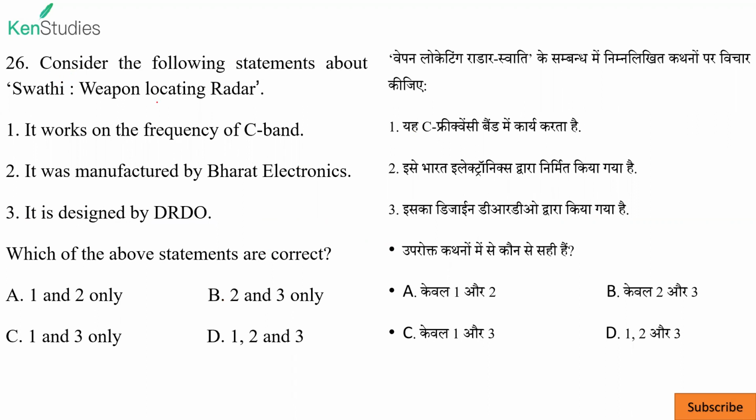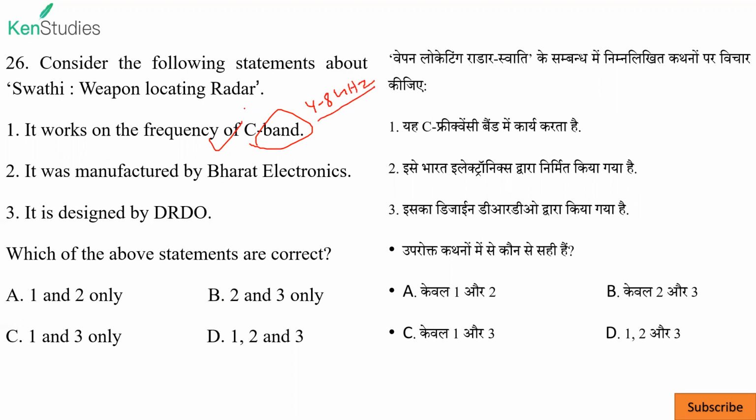Question number 26. Consider the following statements about Swati weapon locating radar. So Swati weapon locating radar, you are knowing about ki this is the weapon locating radar, but you should know little more detail. So first statement, it works on the frequency of C band. Yes, this statement is correct. Now C band frequency is 4 to 8 gigahertz.